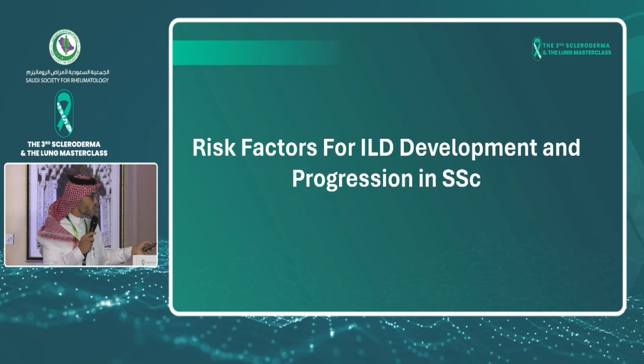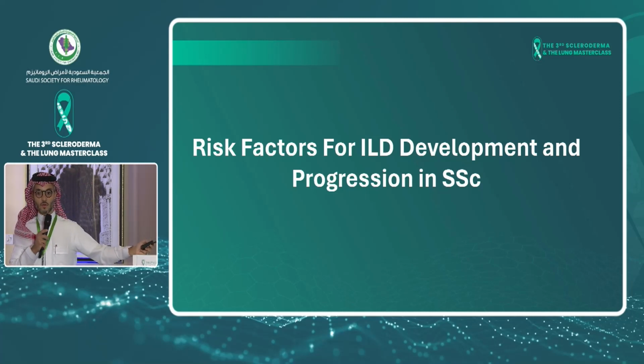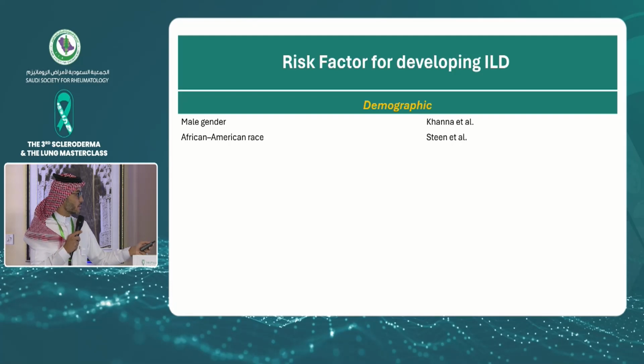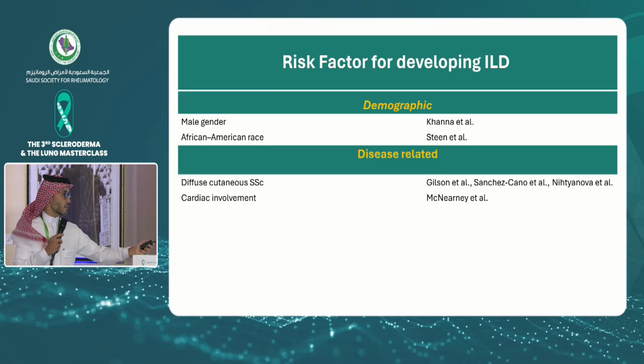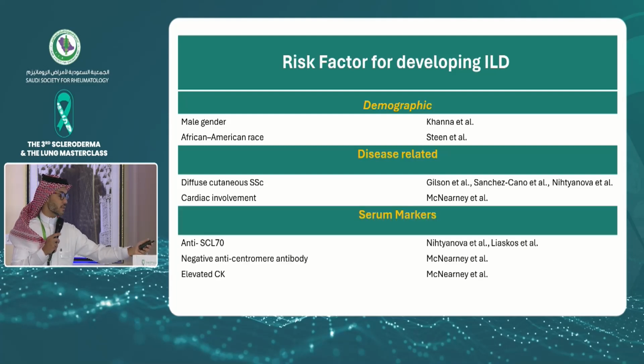Which patients are most likely to develop ILD? You have a patient in the clinic; which one is most likely to develop ILD? We can divide the factors into demographic: male, African American. And disease related: diffuse cutaneous disease or cardiac involvement. Some serum markers can help us, like anti-Scl-70, absence of anti-centromere antibodies, or high CK. All of those factors are risks for developing interstitial lung disease.